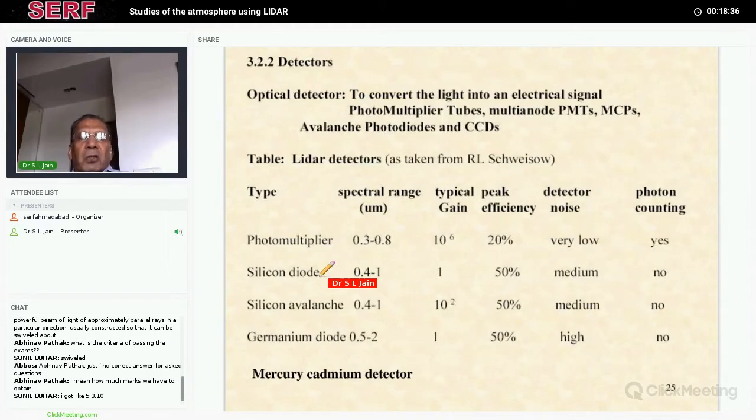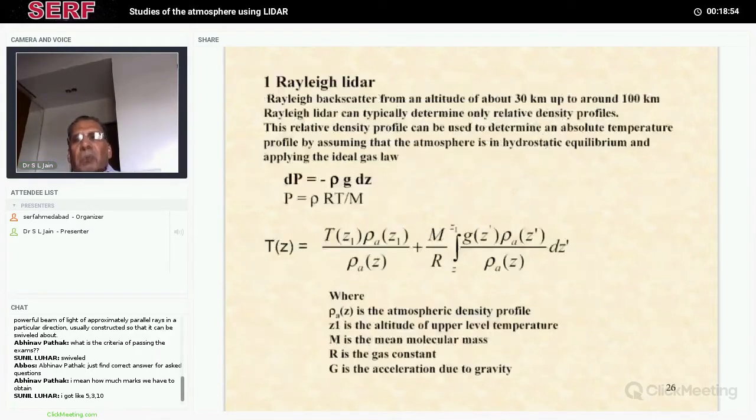Then the different types of detectors used are the photomultiplier tube, silicon, silicon avalanche, germanium, or mercury cadmium telluride detector. So depending on your requirement, sensitivity and gain, etc., you can decide which type of detector you have to use. And this is the equation for getting the temperature by using the LIDAR system. So you can get a vertical profile by measuring various parameters in the atmosphere, which will give you the information.